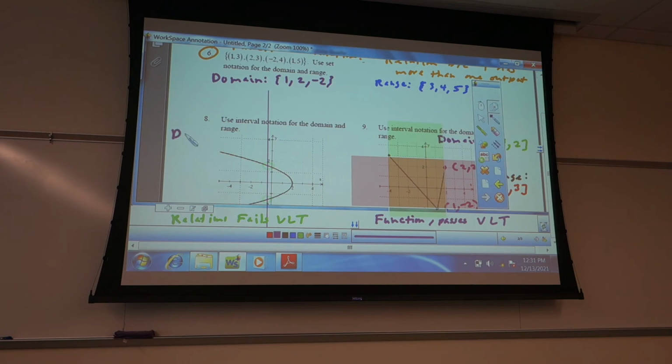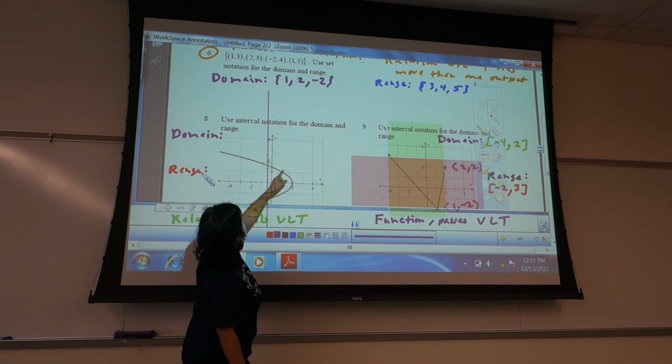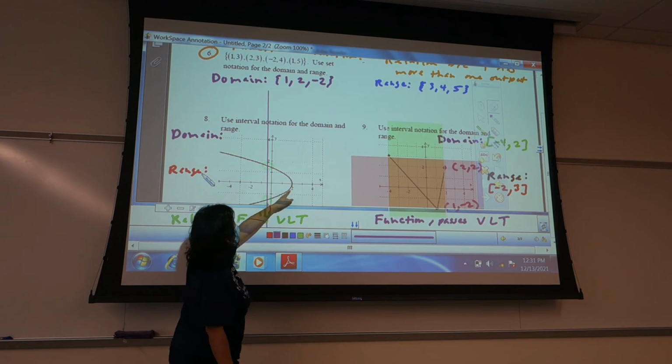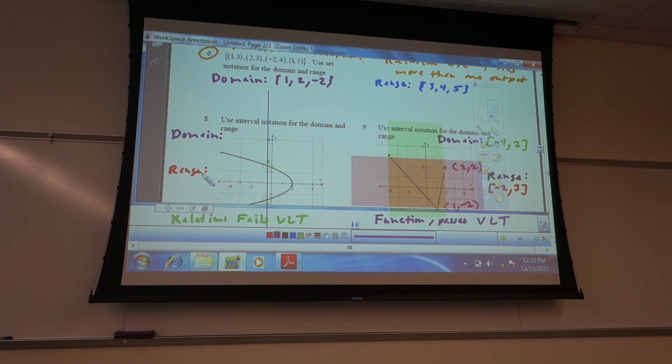So let's see, the domain. What did folks come up with for the domain? Negative infinity, comma 2. Yeah, it starts off way, way off to the left, and then on the right it stops here at 2. It can't go any further right than that, and then it comes back out to negative infinity. So negative infinity to 2. Can you ever touch negative infinity? No, so it's a rounded bracket. Can you touch 2? Yes, so that's a square bracket.